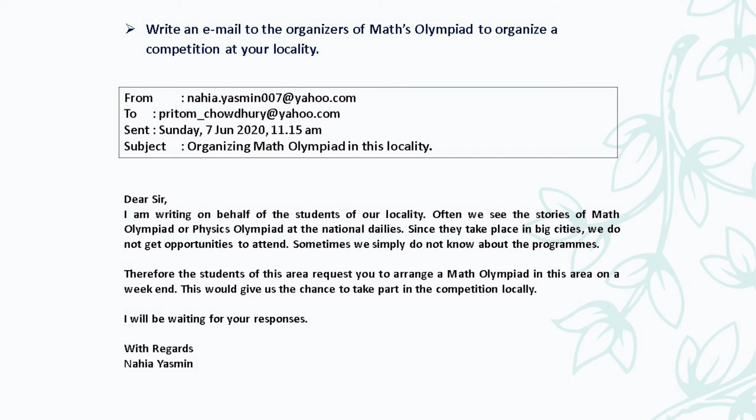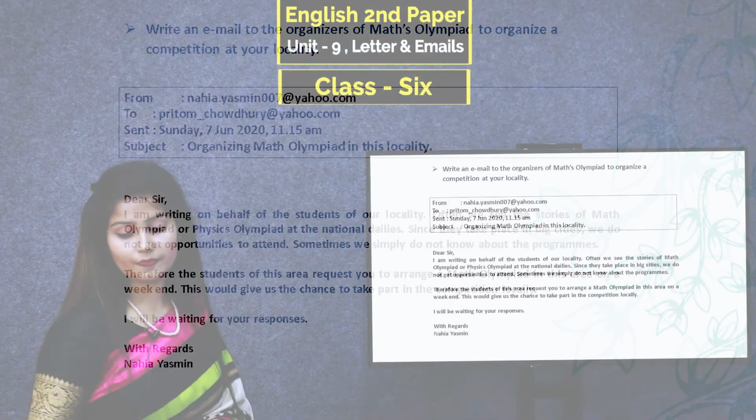Therefore, the students of this area request you to arrange a Math Olympiad in this area on a weekend. This would give us the chance to take part in the competition locally. I will be waiting for your response. So this email is written about Math Olympiad, and this email is written by Nahia Yasmin.